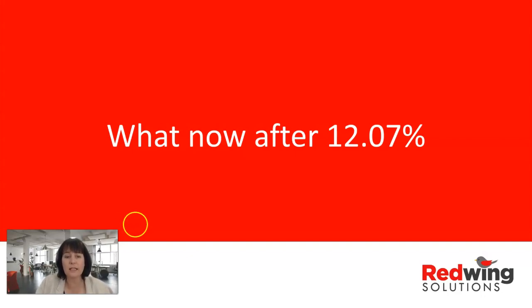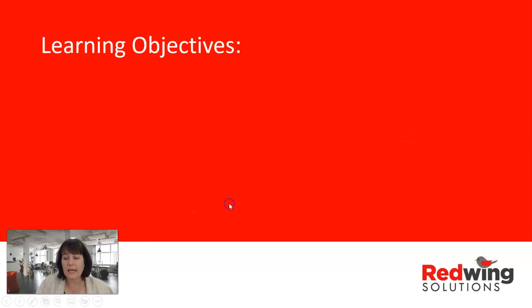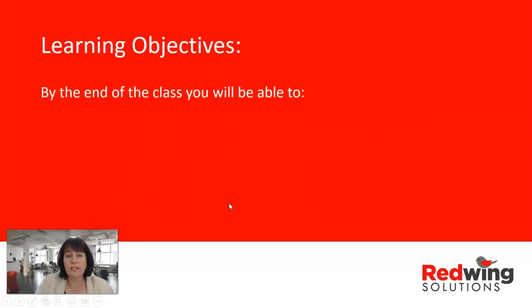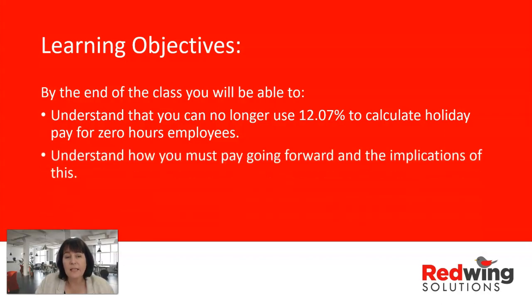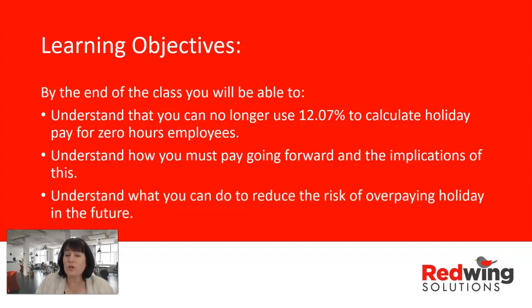So I put together some slides and I thought we'd go through them today. Learning objectives for this little class: by the end of this lesson, you will be able to, one, understand that you can no longer use 12.07% to calculate your holiday for your zero hours employees. Two, understand what you must pay going forward and the implications of this. And thirdly, understand what you can do to reduce the risk of overpaying holiday in the future.